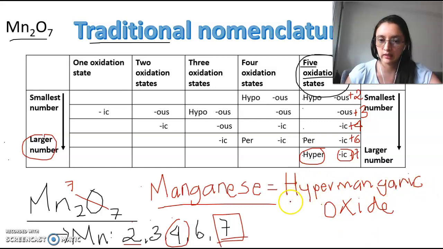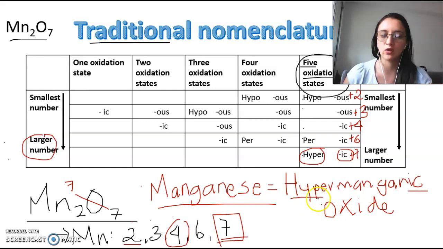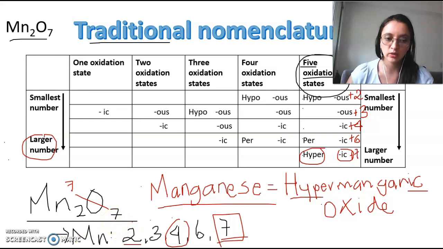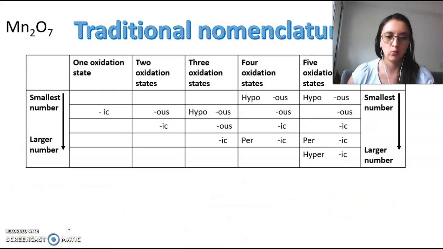Hypermanganic is telling me that the element is using the highest possible oxidation state. So if I have the name, I will be able to figure out the formula based on the oxidation states. Okay, so that's how it works for manganese. I'm going to give one more example in order to clarify it a little bit more.